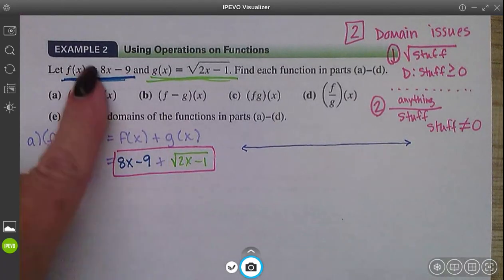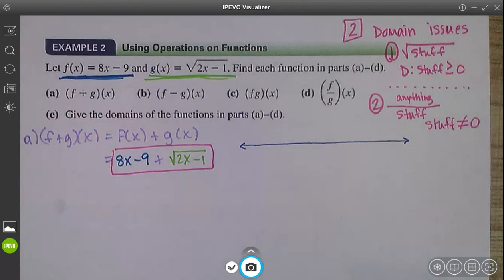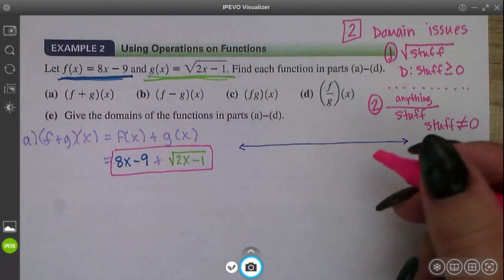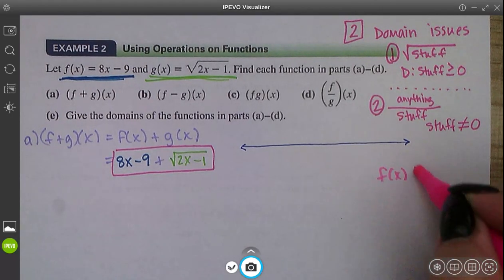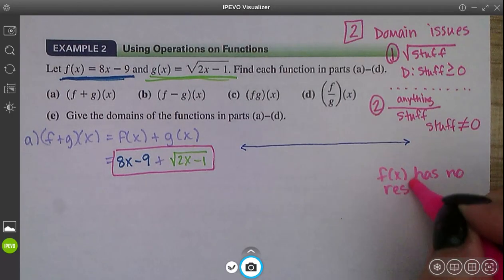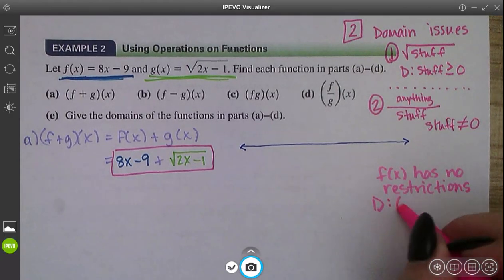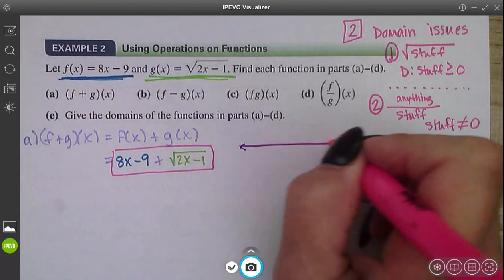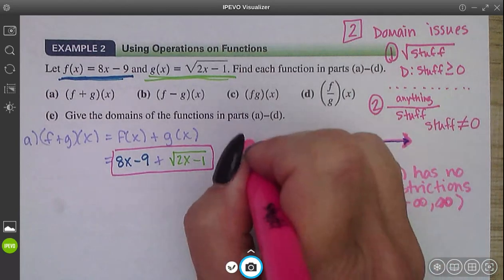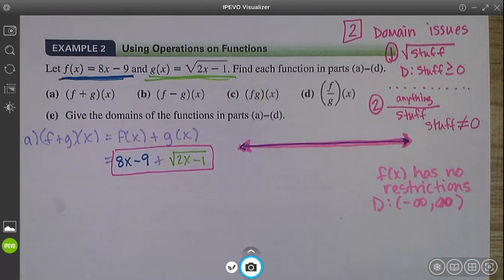So in f of x, the domain is not restricted at all. So for f of x, the domain is all real numbers. So I'm going to go ahead and put that on my graph, because the domain for f of x has no restrictions. So f of x is going to be all real numbers, negative infinity to infinity. So I'm just going to color that on my graph. F of x can be any number. What about g of x?